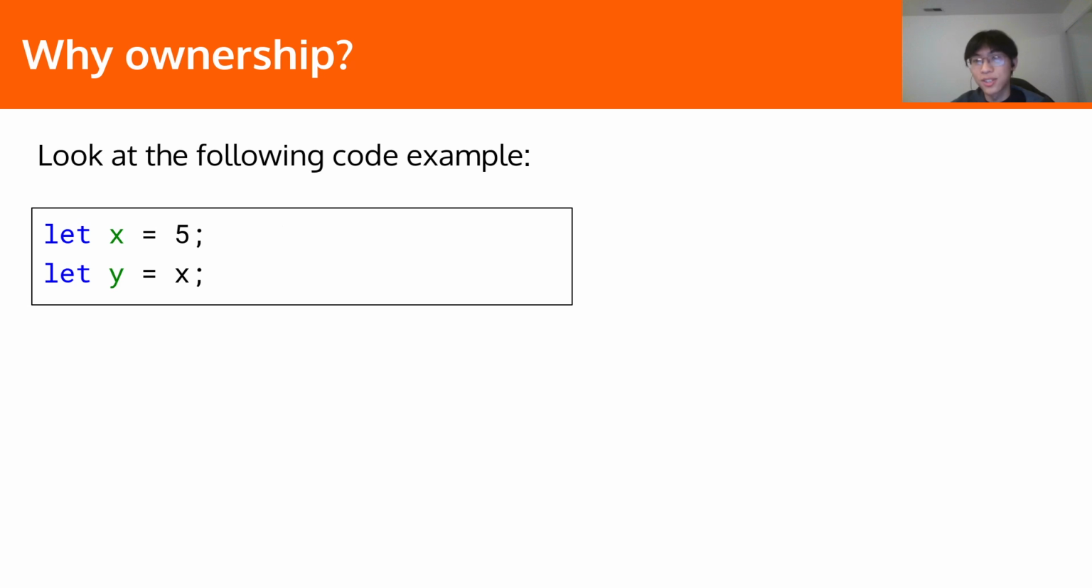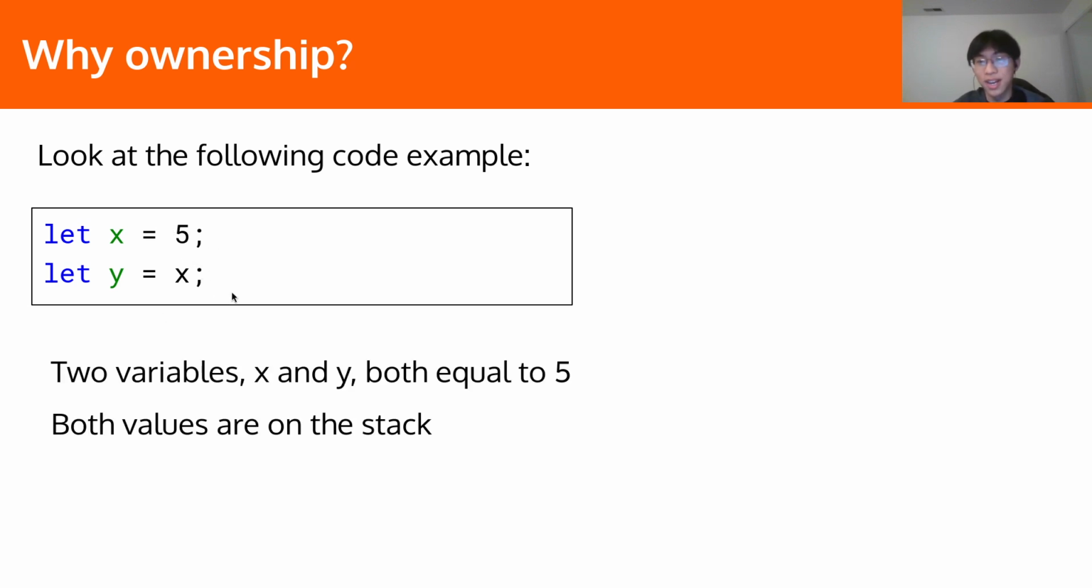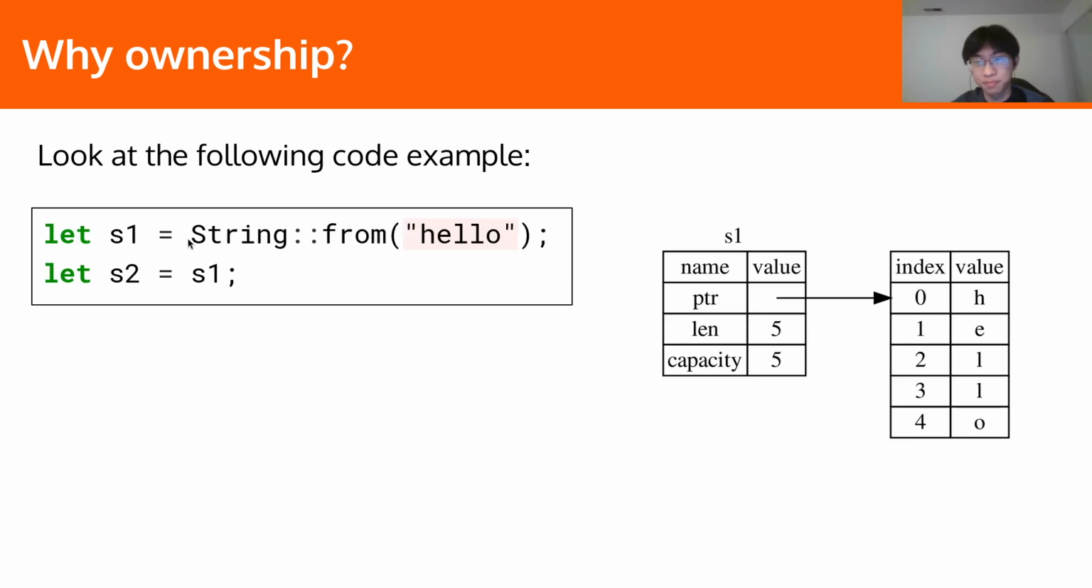Okay, now let's talk about some more reasons why we're interested in using ownership. So in this example, we set x equal to 5 and then y equal to x, and in this case these are both integers and they are allocated on the stack, right? So when we assign y equal to x, we can just copy the memory for x and duplicate it for y. So x will contain some bits like 101 and then y contains the same bits.